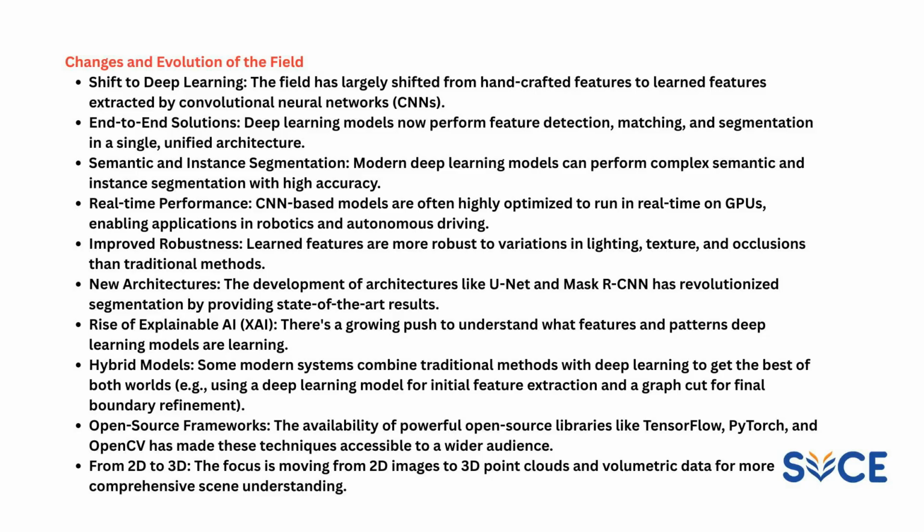Some of the new architectures here: the field is rapidly evolving, with new network architectures designed specifically for vision tasks. The U-Net architecture, for example, is famous for its use in medical image segmentation, while Mask R-CNN is a state-of-the-art model for instance segmentation. So these are some of the changes for future trends.